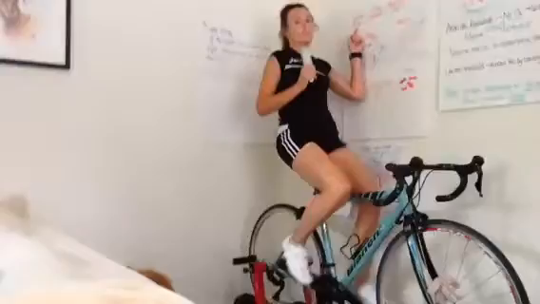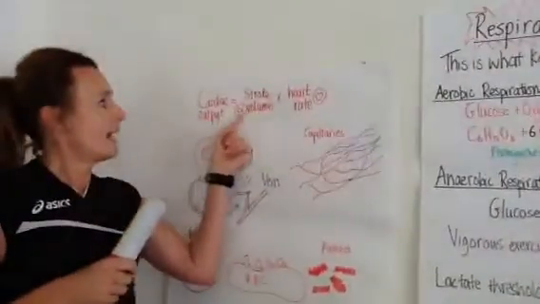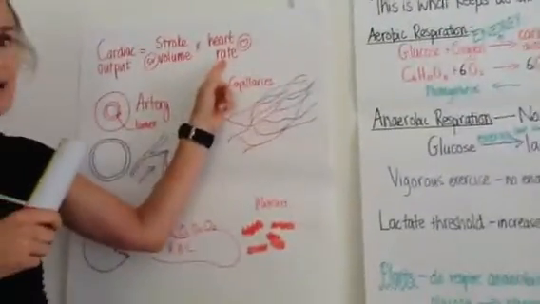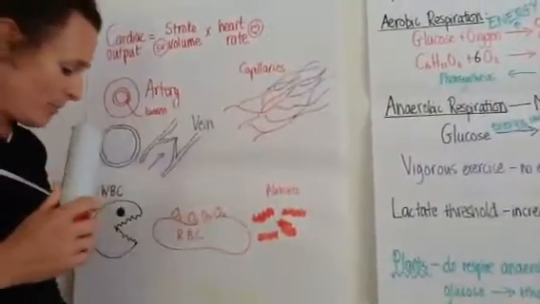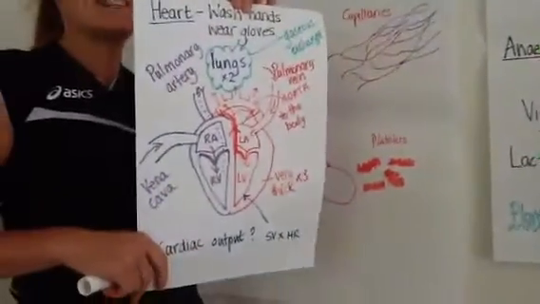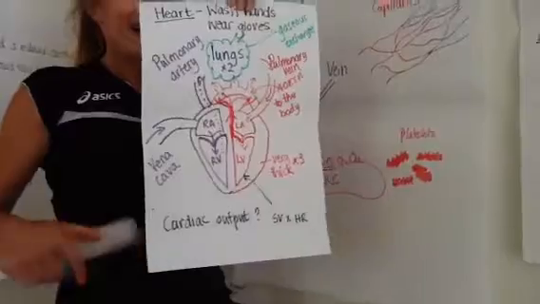Now, when I'm exercising, I need more energy, so I have to increase my cardiac output. So I have to change my stroke volume and times it by my heart rate. Now, the stroke volume is how big my heart is. Now, I've got an excellent picture here of my heart.